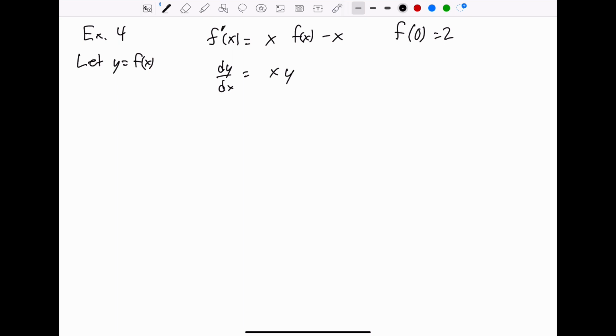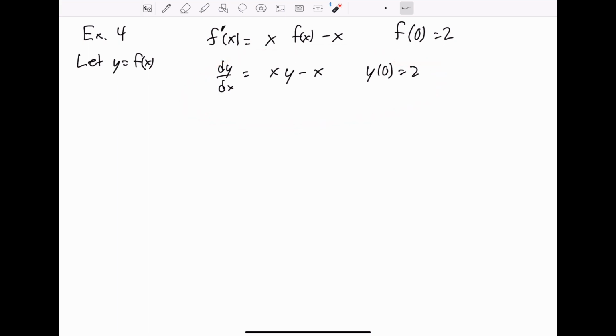So the differential equation that we have, f prime of x equals x times f of x minus x, and f of 0 equals 2. Let's translate this to the terms that we're a bit more comfortable with. Let's let y equal f of x. So f prime is just dy dx or y prime. So we can write dy dx equals x times y minus x, and y of 0 equals 2. So this looks a little bit more like what we're used to dealing with.